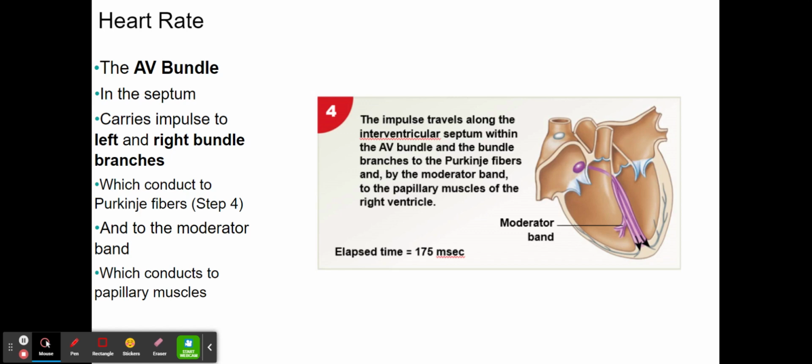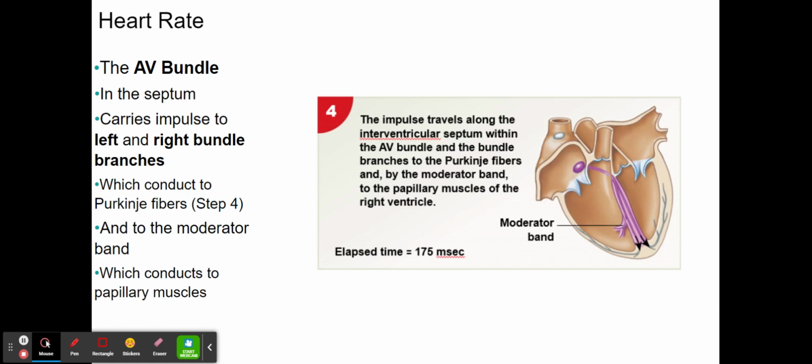As the branches diverge, they conduct the impulse to the Purkinje fibers, and through the moderator band to the papillary muscles of the right ventricle. Purkinje fibers conduct action potentials very rapidly, as fast as small myelinated axons. Within about 75 milliseconds, the signal to begin a contraction has reached all the ventricular cardiac muscle cells. By this time, the atria have completed their contractions and the ventricular contractions can safely occur. The entire process, from the generation of an impulse at the SA node to the complete depolarization of the ventricular myocardium, normally takes around 225 milliseconds.